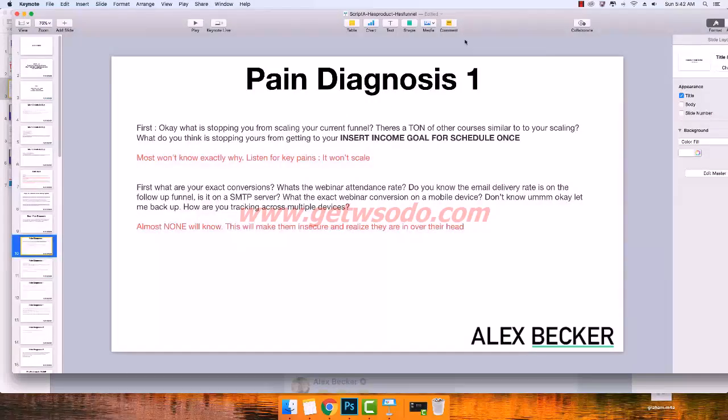Pain diagnosis 1. Okay, so first off, what's stopping you from scaling your current funnel? There's a ton of other courses that are very similar to yours, a ton of other coaching programs, a ton of other agencies. Remember what they're selling. They're very similar to yours, so they're scaling, even on Facebook and AdWords. What do you think's stopping yours from scaling? So right now, specifically, what's stopping you from scaling to your goal that's in Schedule 1? So we're going to look at that number.